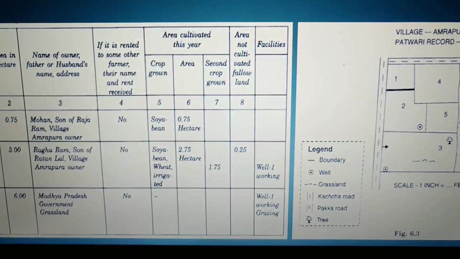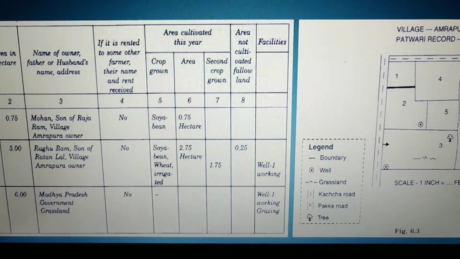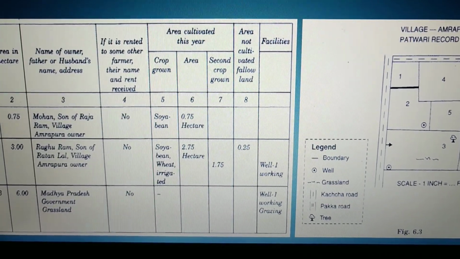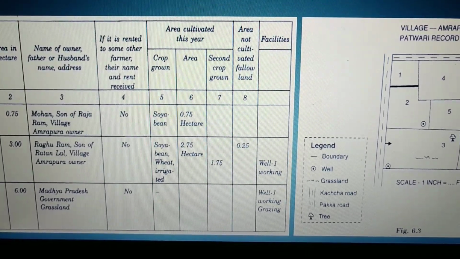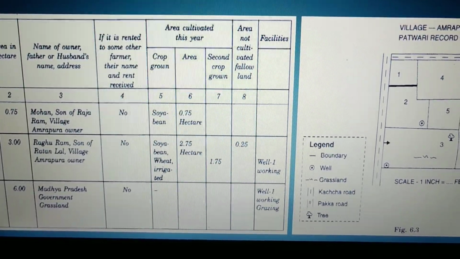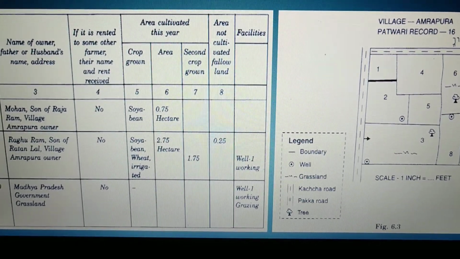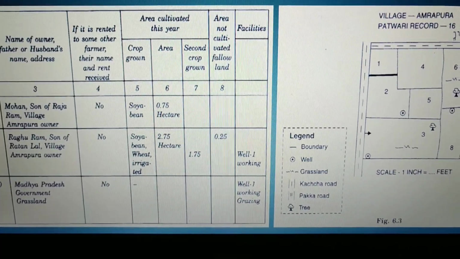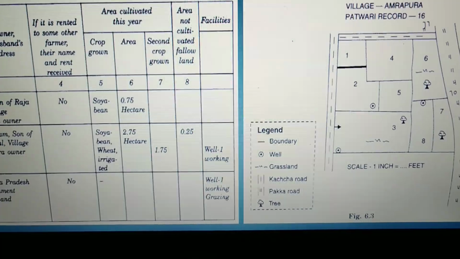Like in Mohan's case, you cannot see a second crop because he has a small piece of land. But in Raghu's land you can see two crops grown by Raghu's family, and in one crop they are covering 2.75 hectares, and in another one 1.75 hectares. And the facilities they have, like somebody having a well and somebody must be having some other source of irrigation, they have to mention that also in their record.